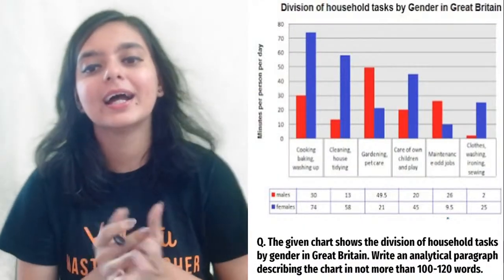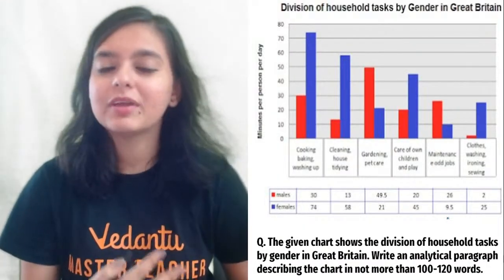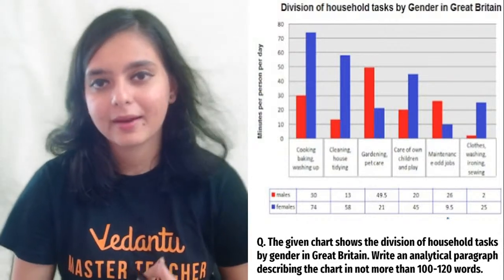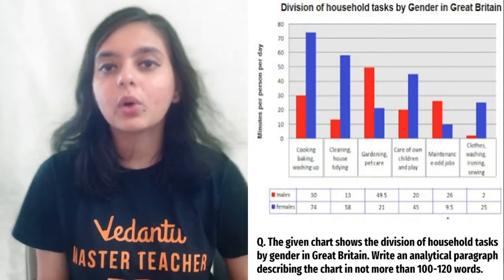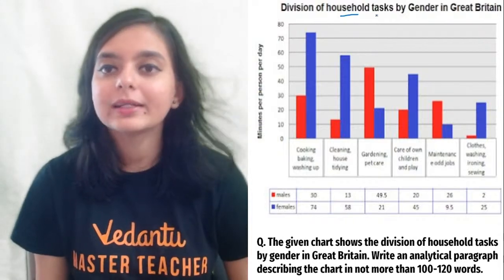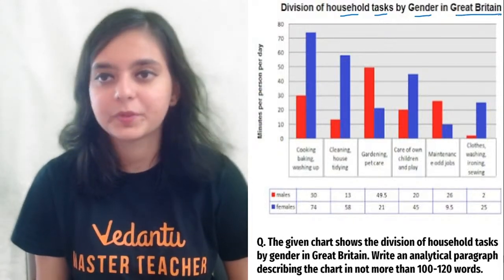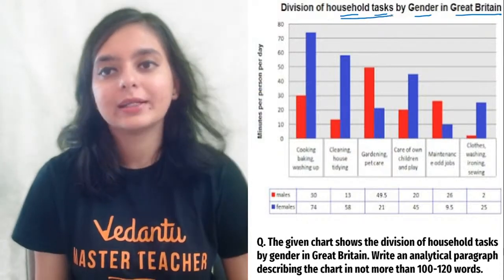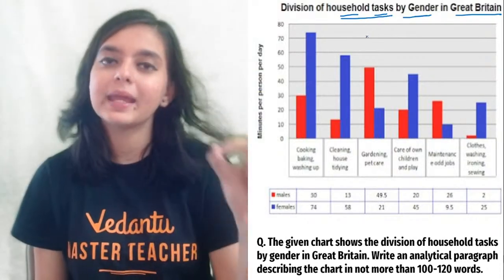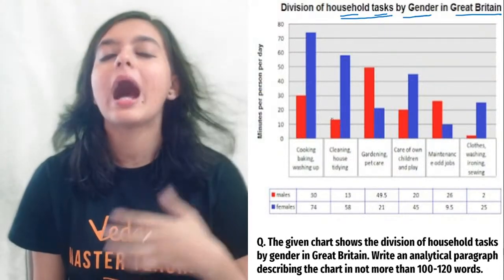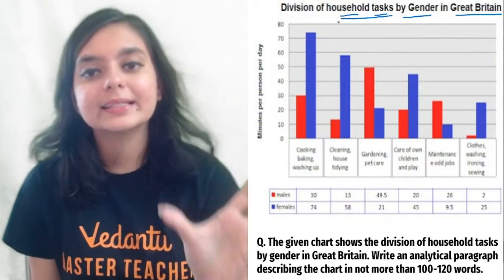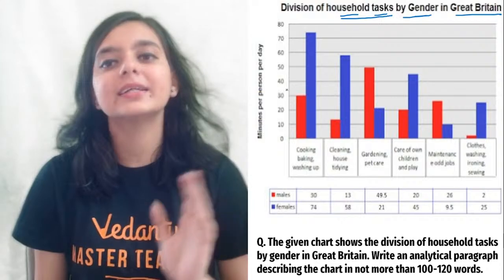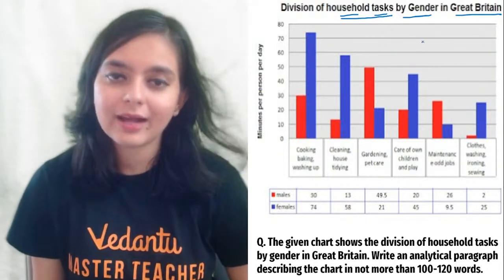And coming back to our session, now we will look at a sample of writing an analytical paragraph. Look at the graph which is showing the division of household tasks by gender in Great Britain. What is this graph showing? Division of household tasks by gender. That means male and female, right? So how much household work is the male doing and how much household work is the female doing? That is what the entire graph is showing.